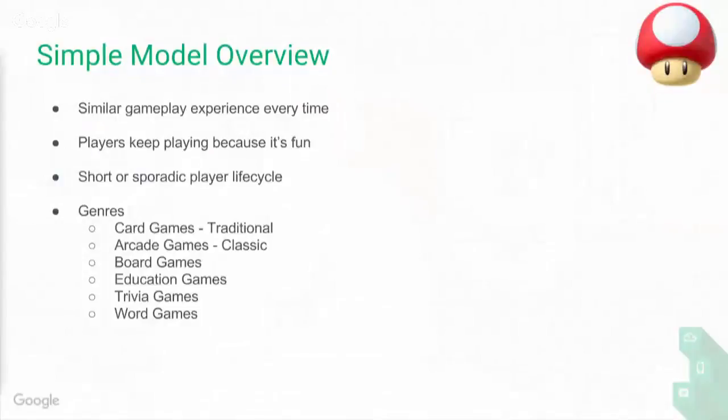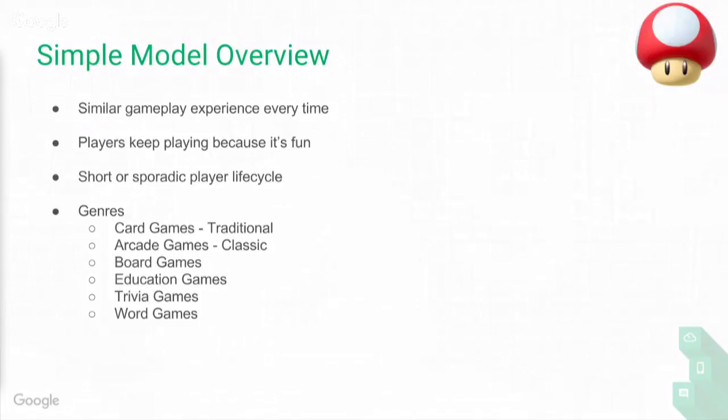So the first model is basically what I call the simple model. And it's these sorts of games where the gameplay experience is quite literally the same every time. So every time you pick up your phone, you get into the game, you play through a level or two, the experience is not going to change. But why do people keep playing it? Well, it's because it's fun, to be honest.